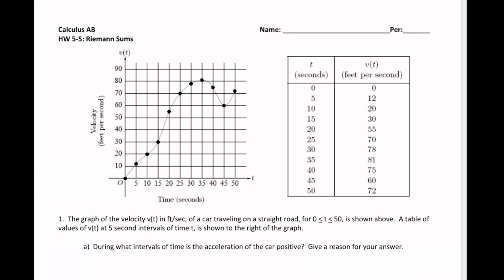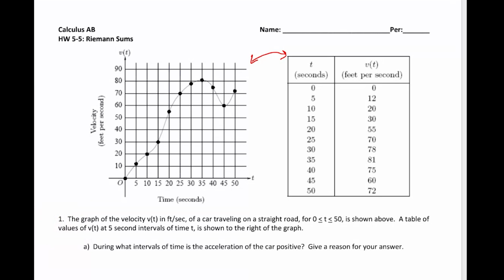So number one says the graph of the velocity of a car traveling on a straight road is shown above. A table of values at 5-second intervals is shown to the right of the graph. So we've got the table and the graph. These are both trying to showcase the same information, but one's tabular and one's graphical.